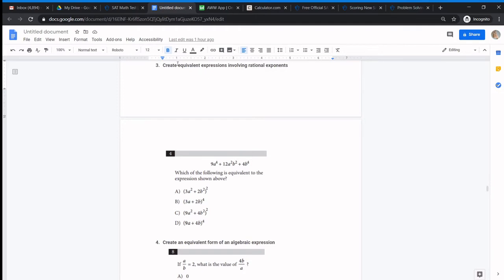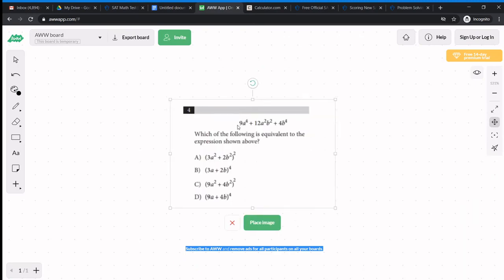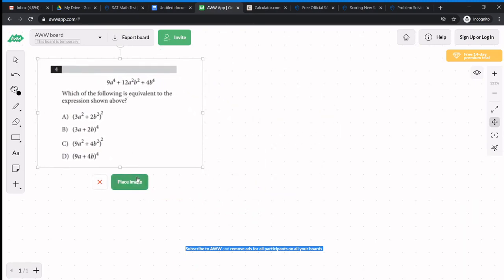Alright, create equivalent expressions involving irrational exponents. In this problem, it's similar to figuring out quadratics, except you're going to be dealing with two variables, and we're not trying to solve any equations here. We're just going to try and simplify them into equations that are essentially the same. When you're dealing with expressions like this, what you have to realize is that when all of these exponents are even, you can simplify really easily.